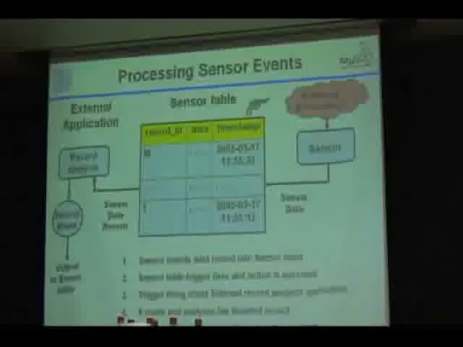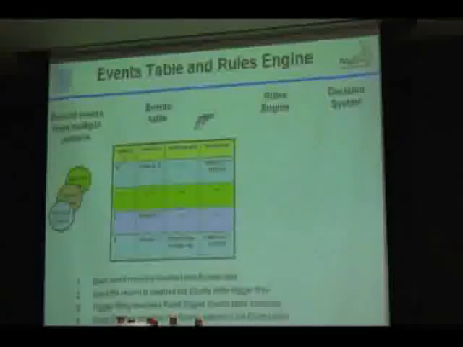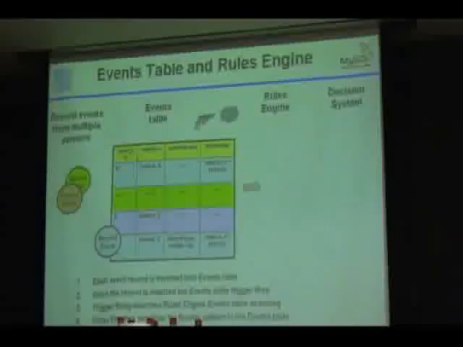Every time when a new event is inserted into the events table, the event trigger fires. This firing launches the rules engine, which scans the event table in search of a pattern. Once such a pattern is found, the rules engine sends the notification to the decision system. You can see how it happened. You see, the scanning happened. It scans. Now it sends notification to the decision system. I can try to do that again. It scans. And if the pattern is found, it sends the notification to the decision system.